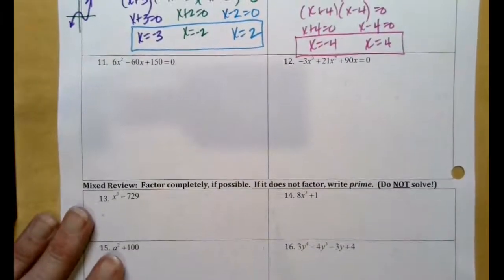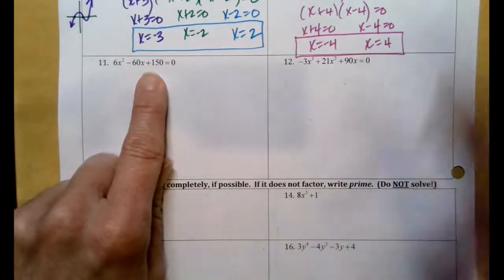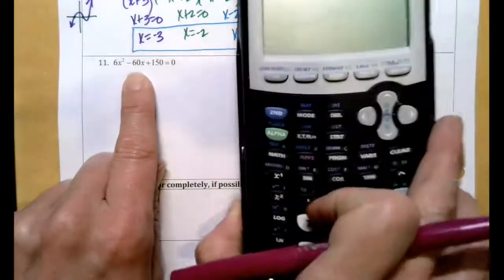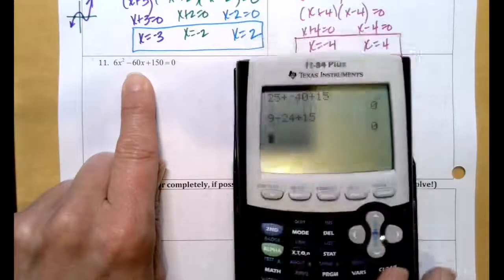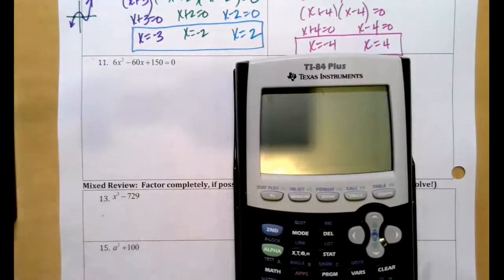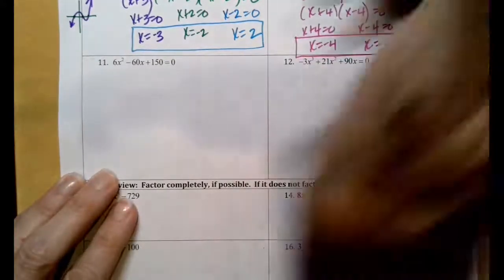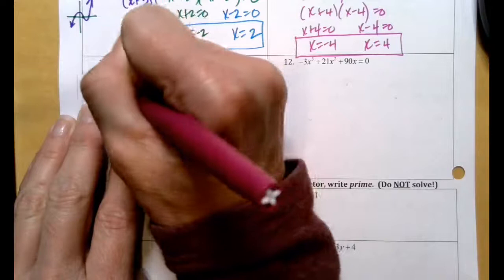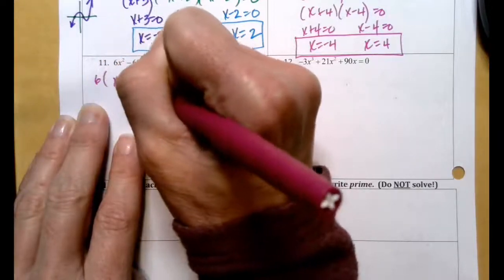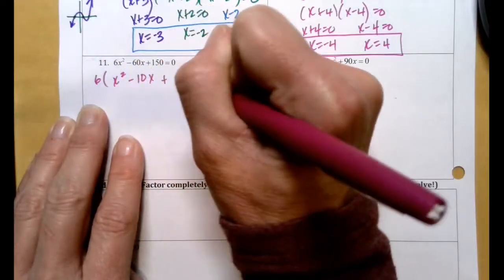Ooh, we got a big GCF here. Does 6 go into 150? I know it goes into 10, but we'll go ahead and double check that. So we'll have 150 divided by 6. How many times? 25. So we're definitely taking out that GCF. X squared minus 10x plus 25.